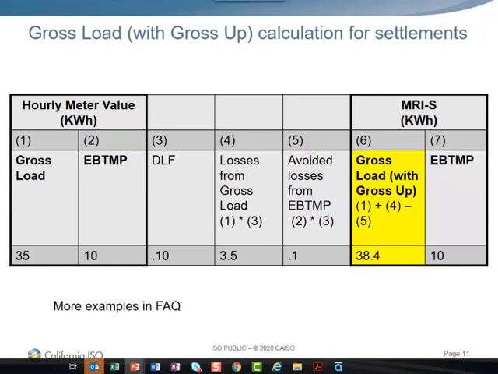You'll notice on the bottom there, it also says there's more examples in the FAQ. I'll show you where there is an FAQ related to excess behind the meter production, and it has a few more examples besides this one, so you can get more information.